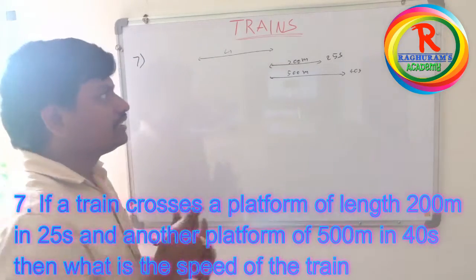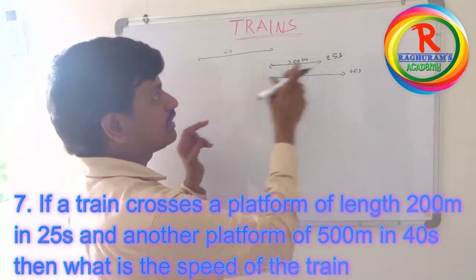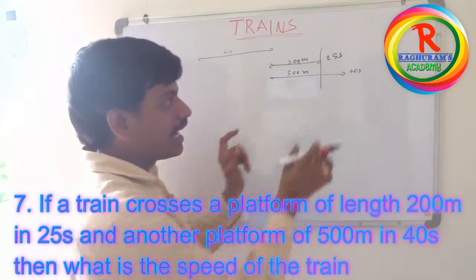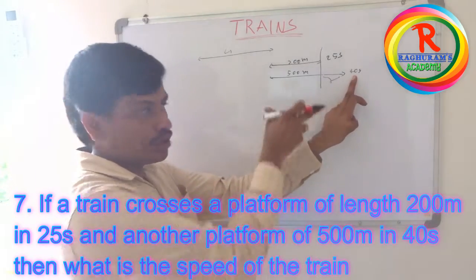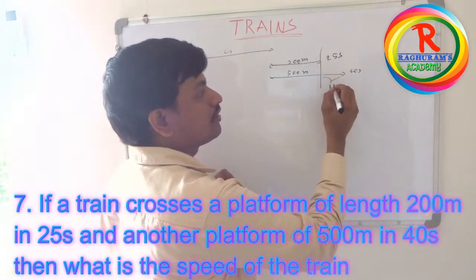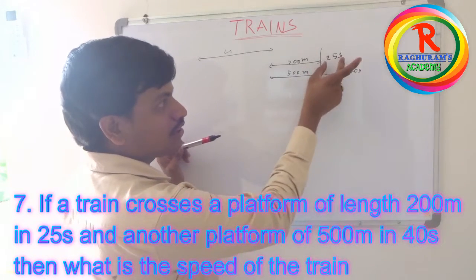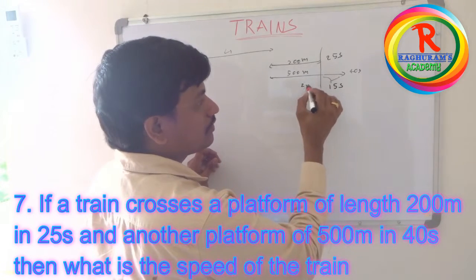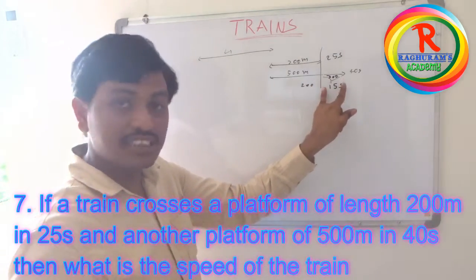How do you find it? The train crosses this platform in 25 seconds. So the train is crossing up to here in 25 seconds, and total is 40 seconds. So this other part takes 40 minus 25, which is 15 seconds. Remember, the train crosses 200 meters in 25 seconds, and the remaining part is 300 meters.